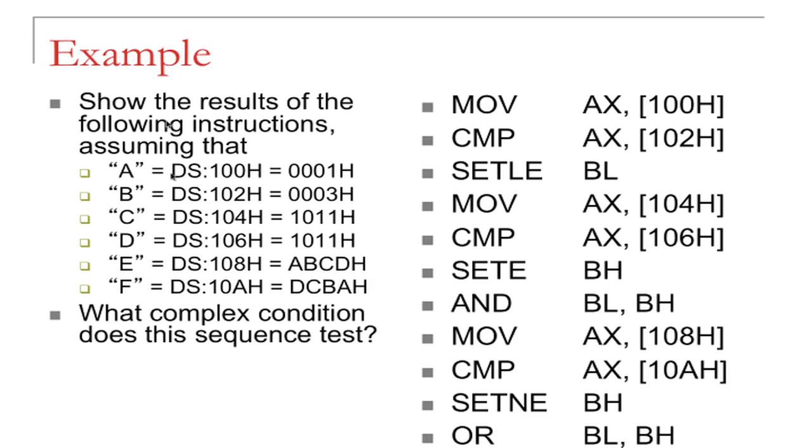The initial value of variable A is 0001. For B, the initial value is 3. And for C, you have the initial value 1011, and so on. Then we have a list of instructions, and we assume these instructions are part of the program sequence. So these instructions are going to be executed one after another, and their results will affect later instructions.